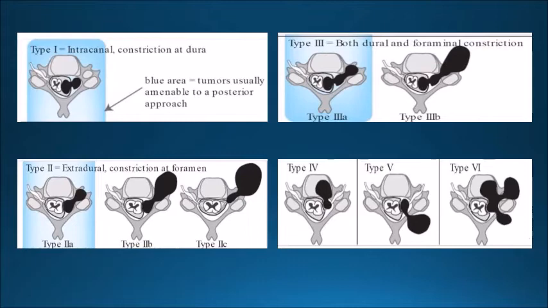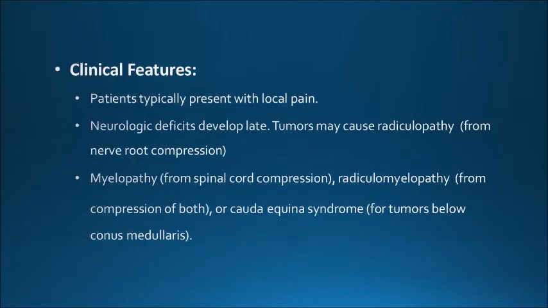Then in type 4 we have extension into the vertebral body. In type 5 we have extension into the extralaminar space, and in type 6 we have a combination of different types of extensions of these dumbbell tumors.